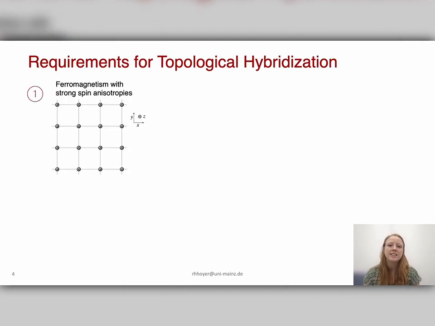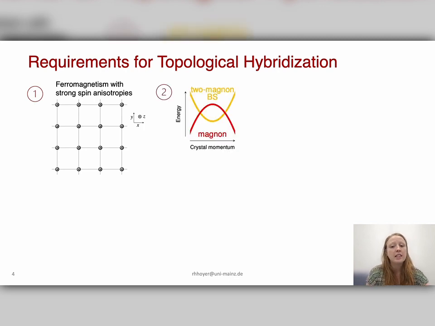The requirements that are necessary for such a topological hybridization of single and 2 Magnon bound states are the following. First, we need ferromagnetism, so a fully polarized ground state, so that a Chern insulating phase is allowed. In this example, a square lattice. Additionally, we need strong spin anisotropies to isolate the single and 2 Magnon bound states. Then we need the single and 2 Magnon bound states to cross in energy at some point in the Brillouin zone.